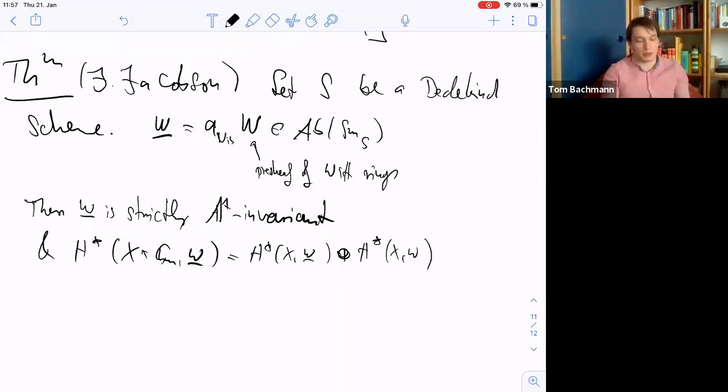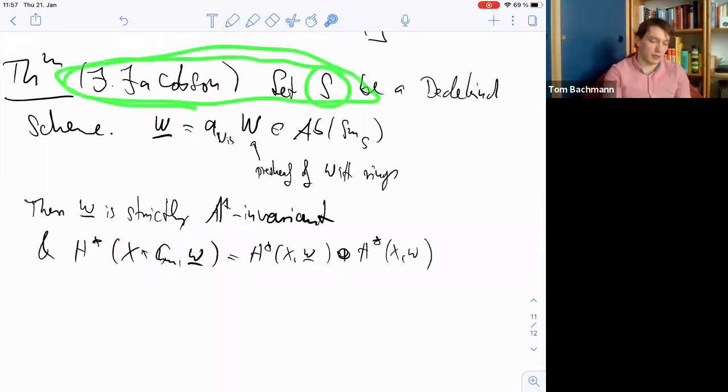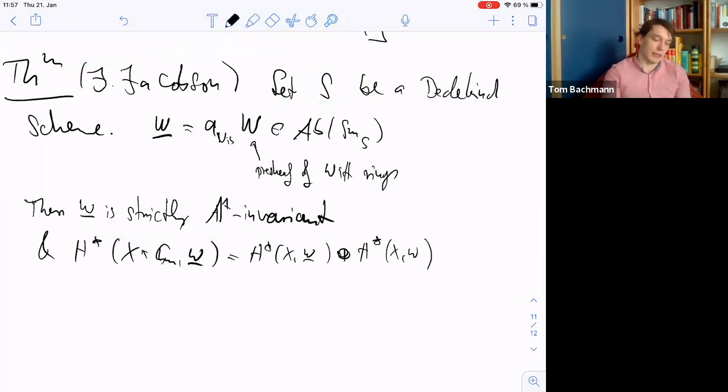Okay, but because I need to use this result of Jacobson, I'm from now on going to assume that S is a Dedekind scheme. So everything will immediately hold if you're essentially smooth over a Dedekind scheme. Some of the things that I was going to say are not obviously true for a general base, and this is why this assumption is needed.